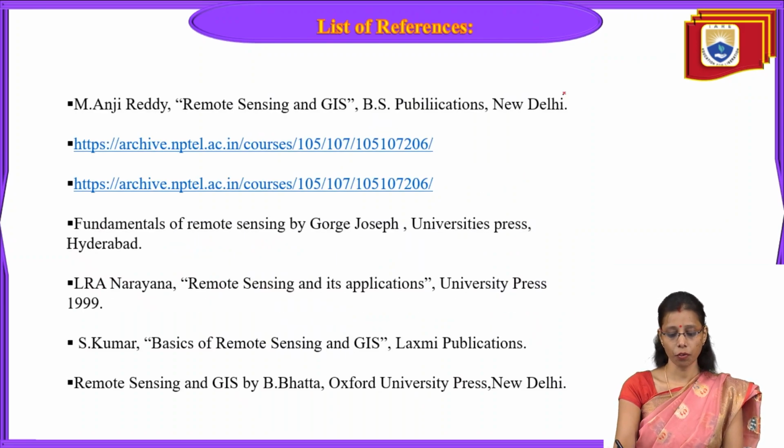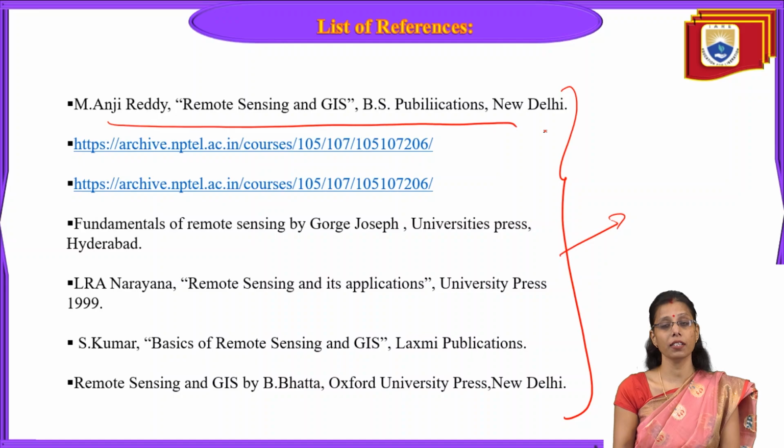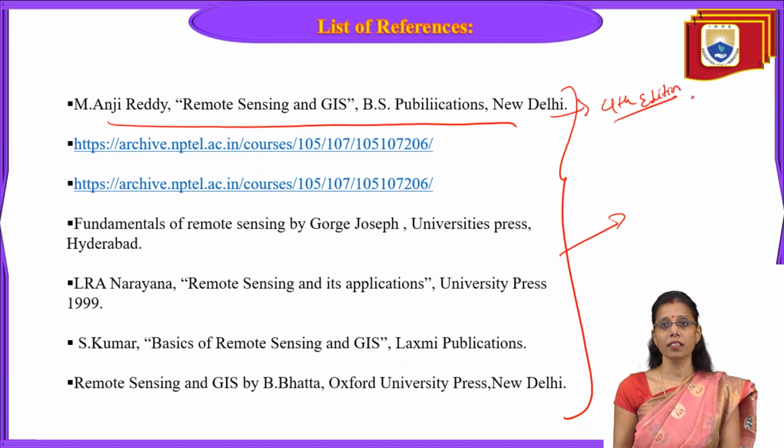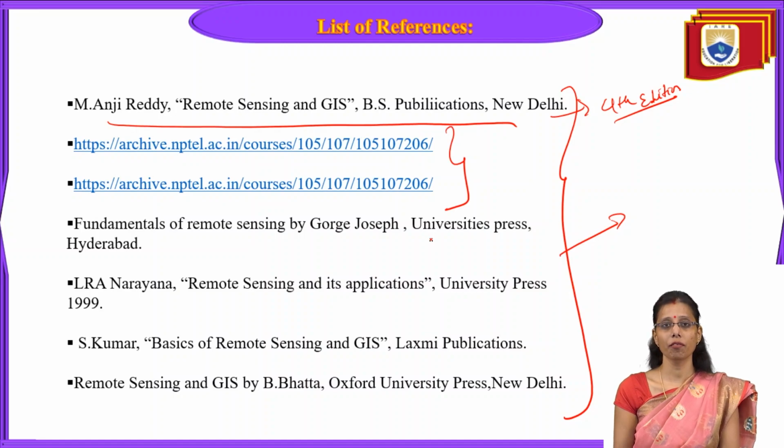These are a few references for today's lecture. If you want to go through more content, you can go through Remote Sensing by M. Anji Reddy, BS Publications, New Delhi, 4th edition. Just go through it once. The 4th edition will give you more information about the sensors and the different types of imaging systems, and you can go through these NPTEL links for more information about satellite sensors and fundamentals of remote sensing. If you want to know more about the remote sensing process, you can go through all these books. These are a few of the references we can go through to get more content about it.